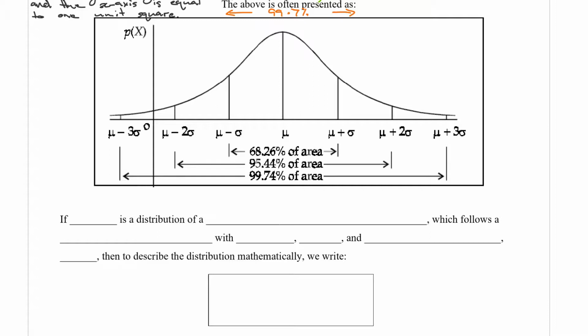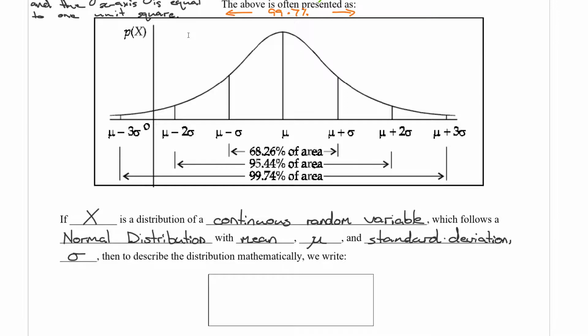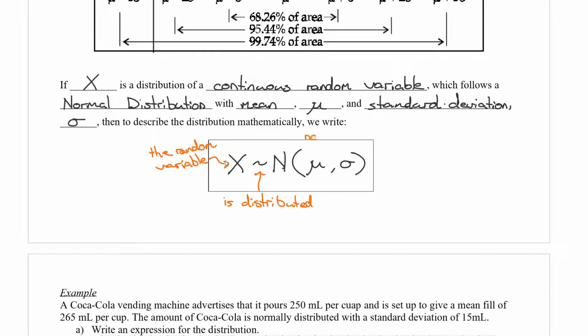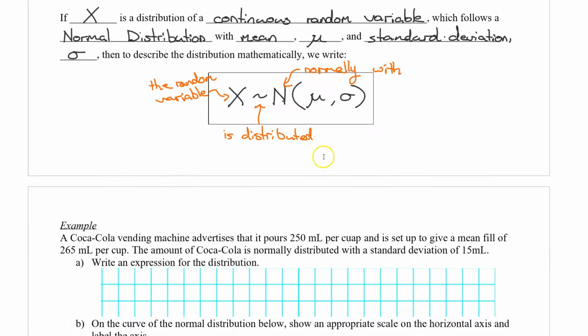So what we can say is that if x is a distribution of a continuous random variable which follows a normal distribution with mean and standard deviation, then to describe the distribution mathematically, we can write the random variable x is distributed normally by mu, or mean, and the standard deviation. Great. Let's go down and we'll have a go at a few examples.